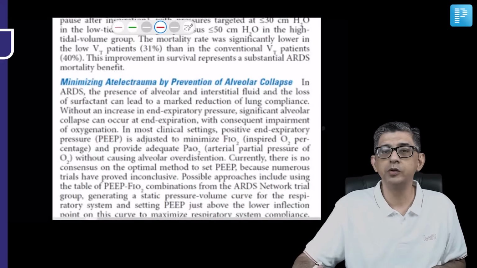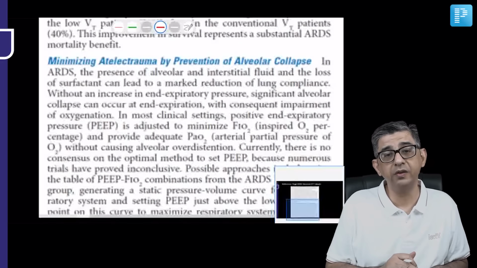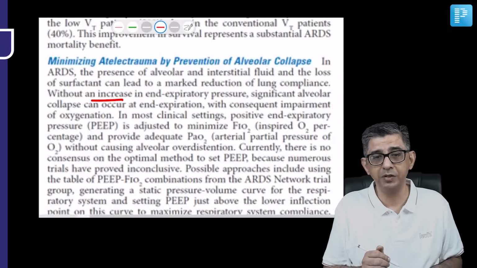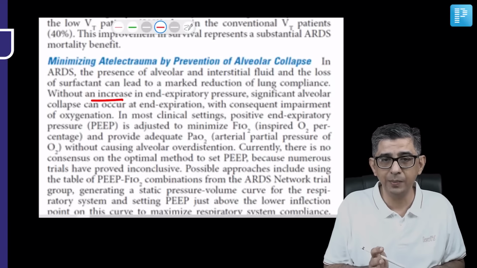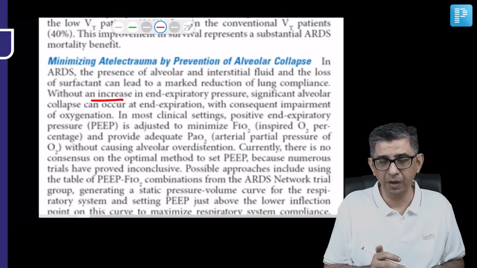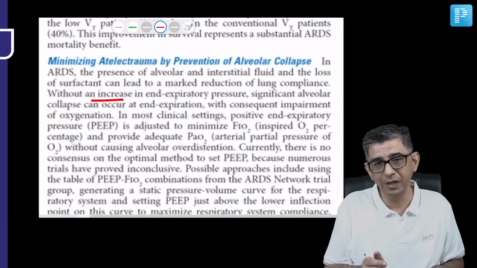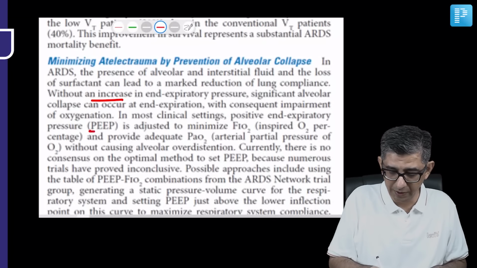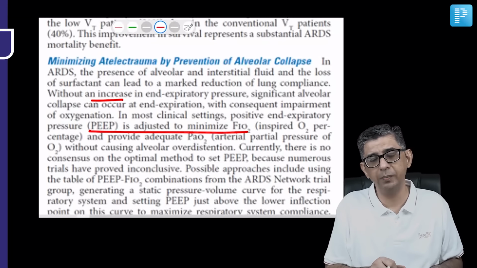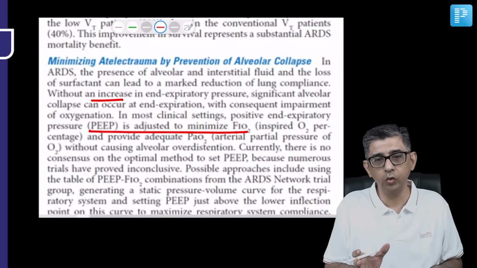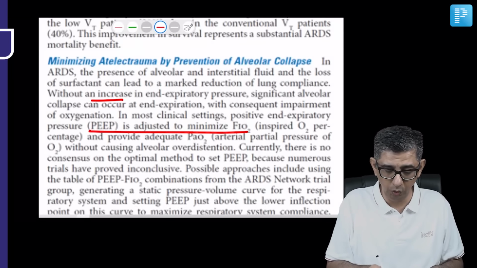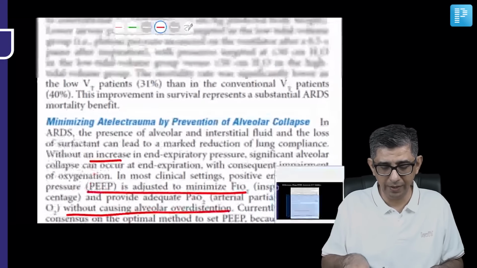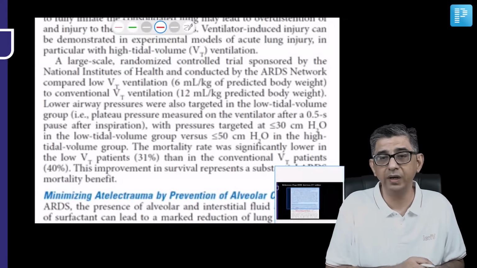For the same question, I'm also showing you a Harrison reference where he says this statement. He says, without an increase in the end expiratory pressure, significant alveolar collapse can occur, and there can be an impairment of oxygenation. So in most clinical settings, positive end expiratory pressure or PEEP is adjusted to minimize the FiO2. I need to go in for recruitment of the alveoli, as I mentioned, without causing alveolar overdistension.